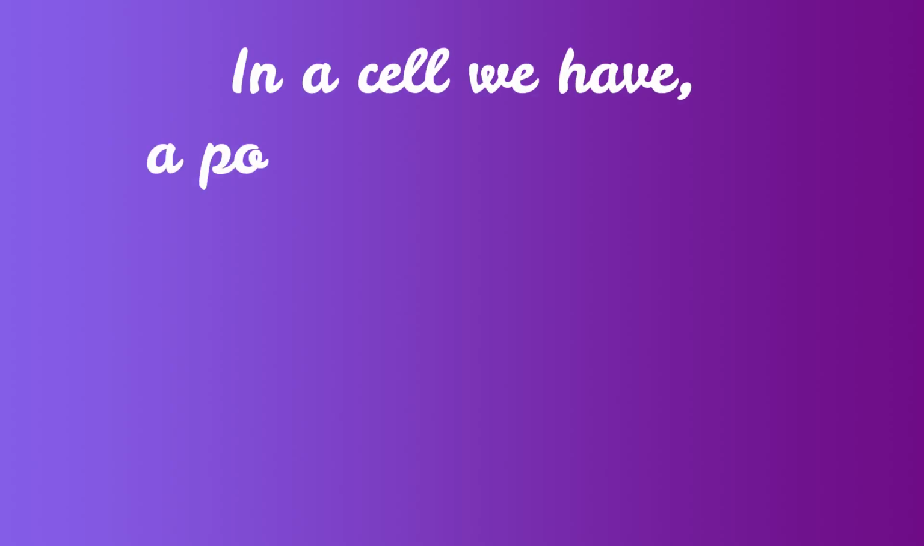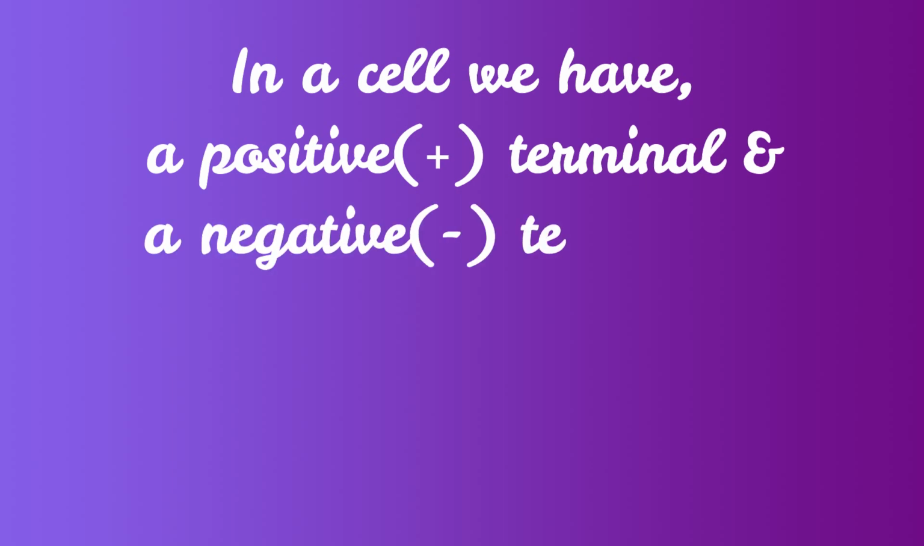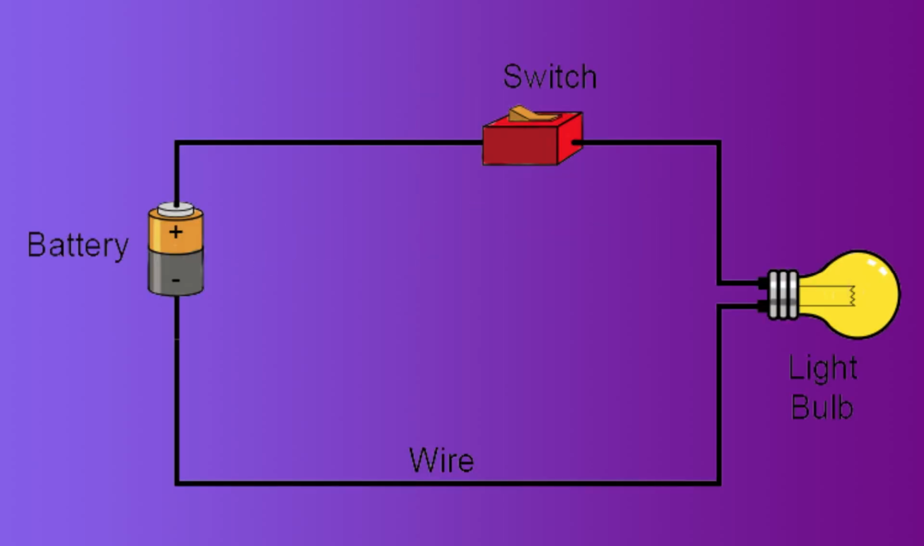In a cell, we have a positive terminal and a negative terminal. The positive terminal of the cell is connected to one end of the switch with a piece of copper wire. The other end of the switch is connected to one end of the bulb holder with another piece of copper wire. The negative terminal of the cell is connected directly to the other end of the bulb holder with a copper wire. Due to this, the circuit is complete and hence a current flows in the circuit. The electric current makes the bulb light up.